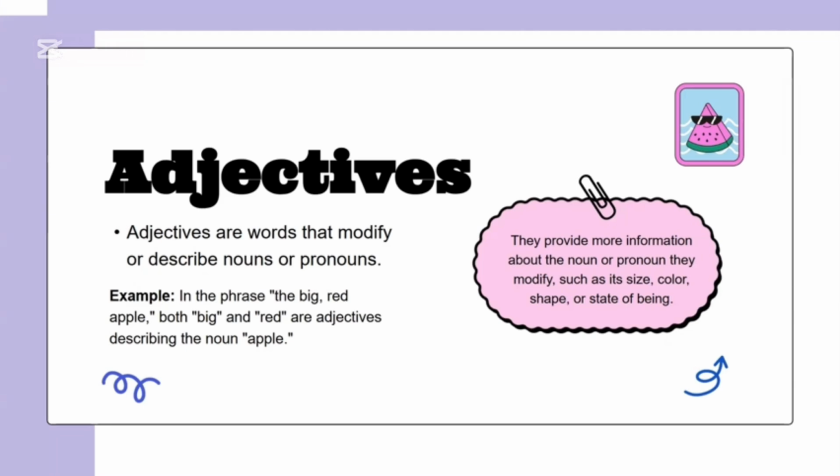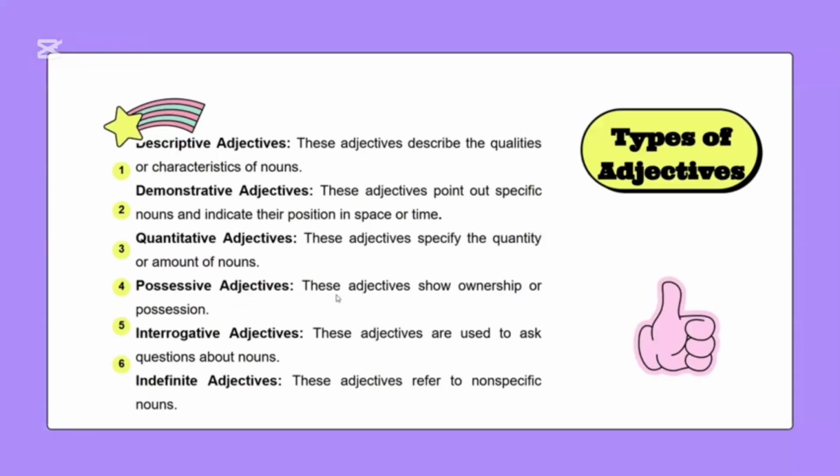They provide information about nouns and pronouns, information such as the size, the color. In this case, we use the big red apple. The shape or the state of being. That's what adjectives do in their descriptions.